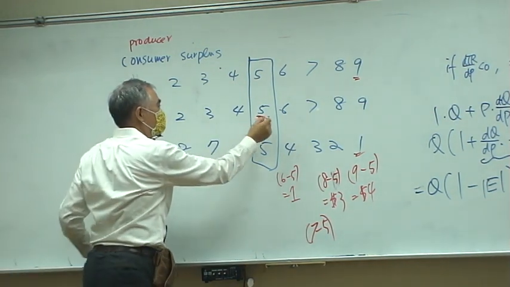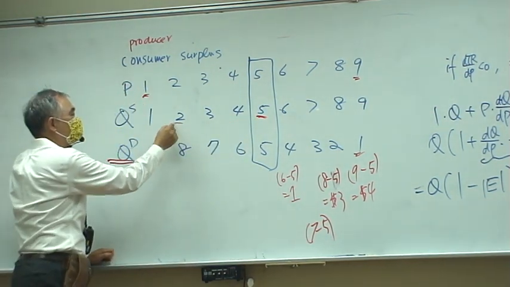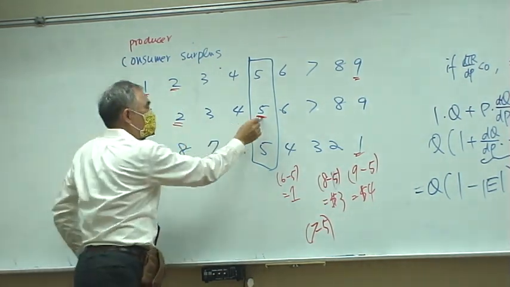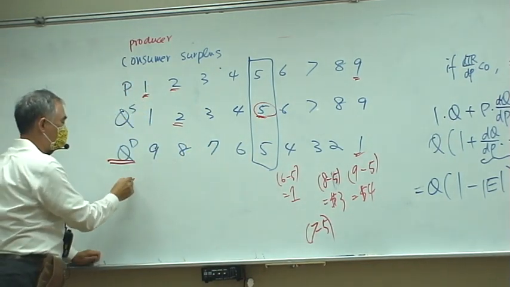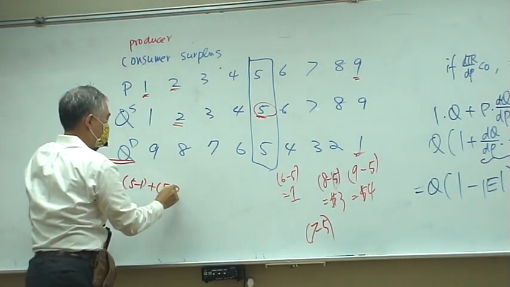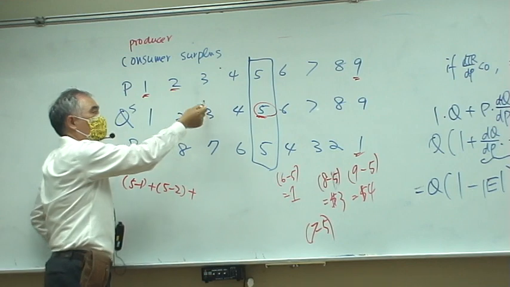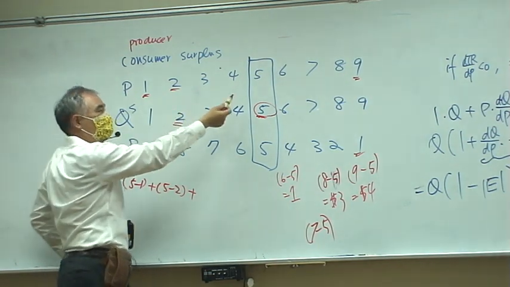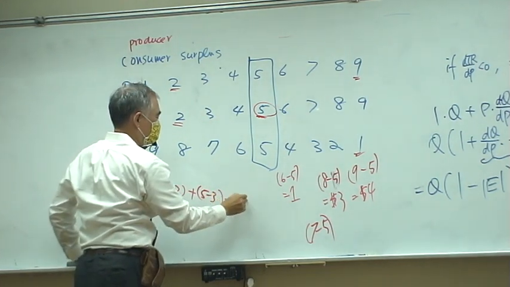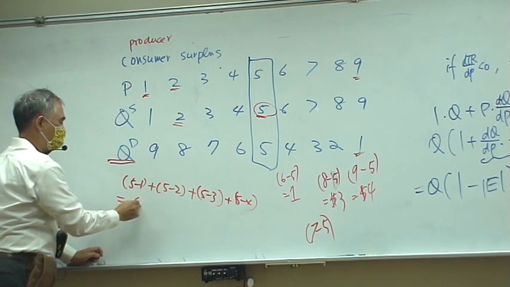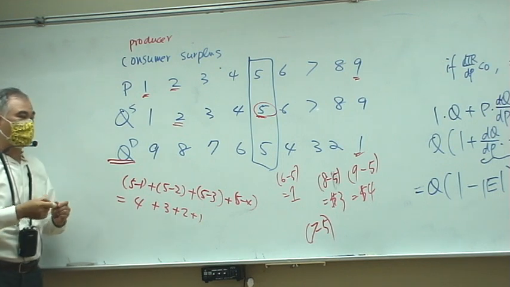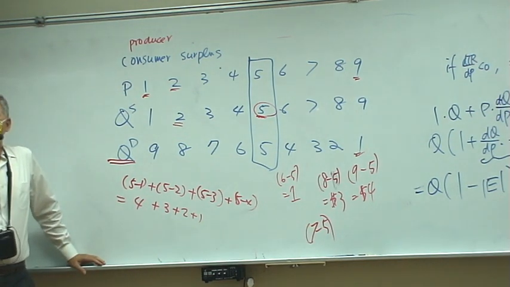He gets 5, right? When it gets to the second unit, he is willing to get $2, but he actually gets 5. So 5 minus 1, plus 5 minus 2, and again, he's willing to take $3, but actually gets 5, so 5 minus 3. And here again, 5 minus 4. So this is the producer surplus you get. This is one way to calculate it.